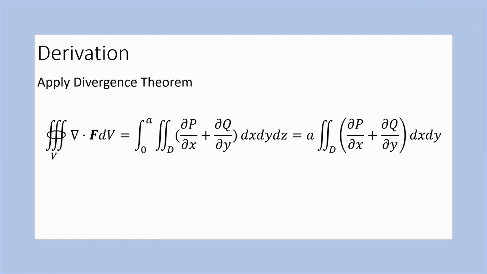Let's apply the divergence theorem, considering the triple integral on the left-hand side. First, we compute the divergence of F, which gives us partial P over partial x plus partial Q over partial y. Then we can factor out the constant A.